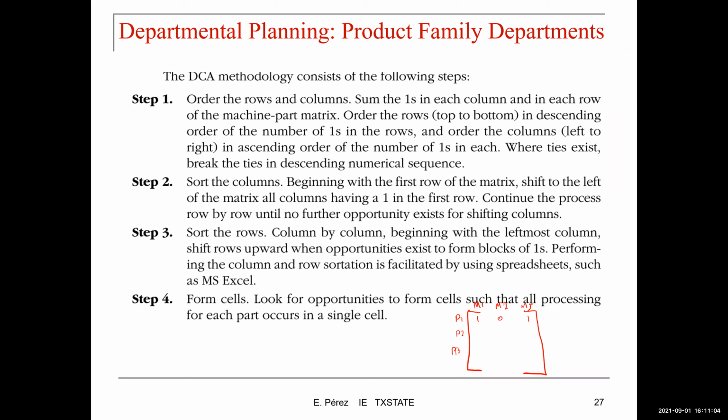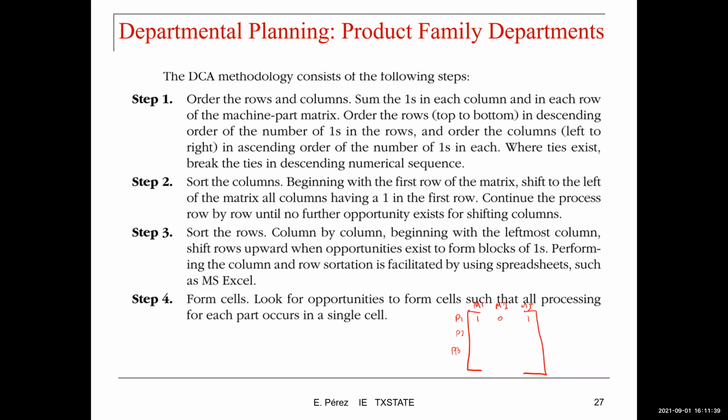Step number 2, we're going to sort the columns beginning with the first row of the matrix, and then shift to the left of the matrix all columns having a 1 in the first row. Continue the process row by row until no further opportunity exists for shifting columns. And in step number 3, we're going to do the same thing, but with the rows. We're going to sort the rows column by column, beginning with the leftmost column. Shift rows upward when opportunities exist to form blocks of 1.